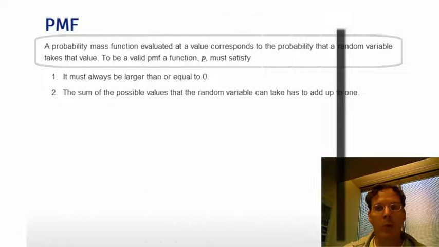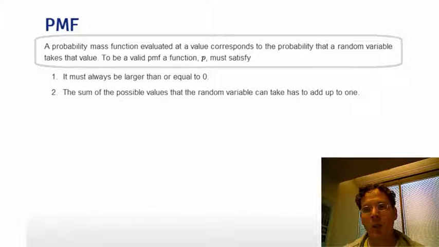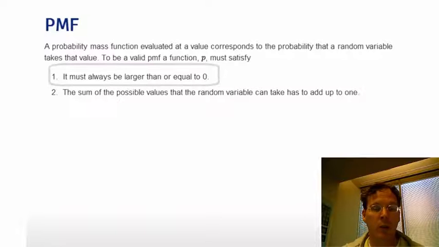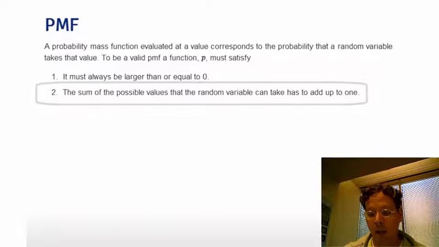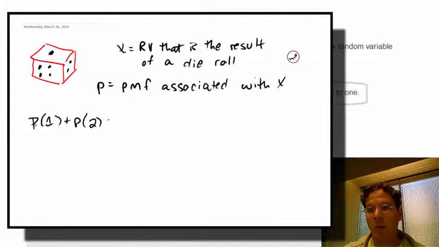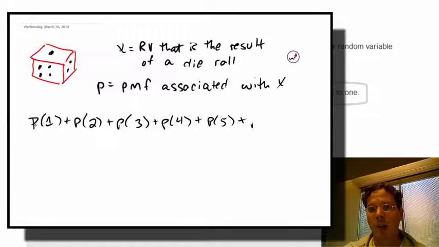But you can come up with rules that a PMF must satisfy in order to then satisfy the basic rules of probability that we outlined at the beginning of the class. First, it must always be larger than or equal to 0, because we've already seen that a probability has to be a number between 0 and 1, inclusive. But then also the sum of the possible values that the random variable can take has to add up to 1, just like if I add up the probability a die takes the value 1 plus the probability that it takes the value 2 plus the probability that it takes the value 3 plus the value it takes 4, 5, and 6, that has to add up to 1.